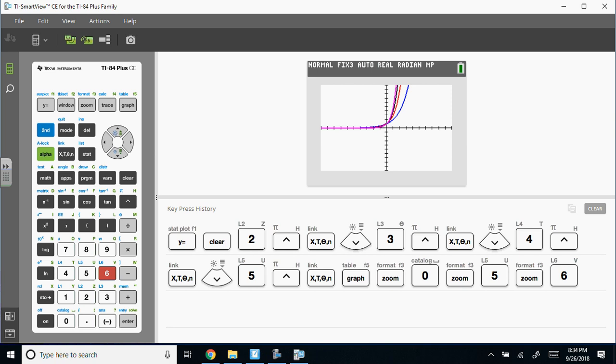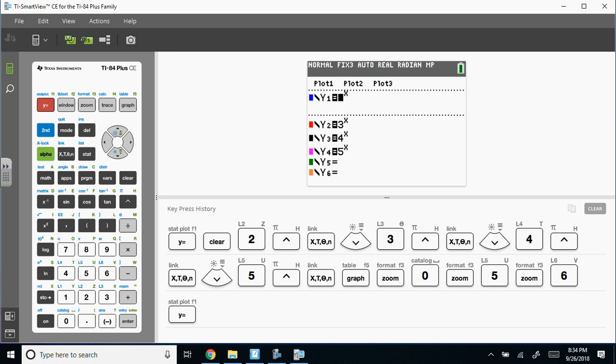So if you've got a growth that looks like this, guess what else you can have? A decay. So you want to see what it looks like? Yeah, let's do it. Why not?